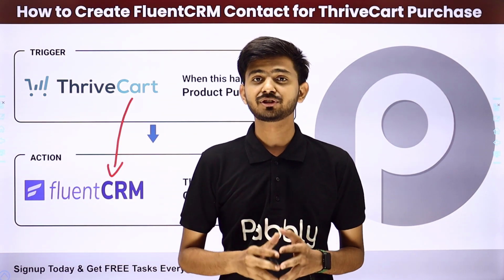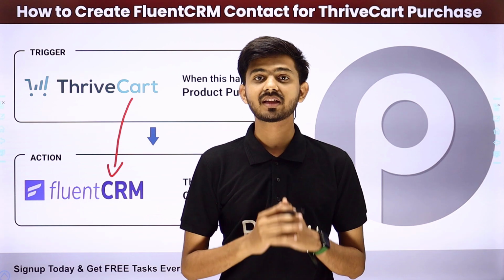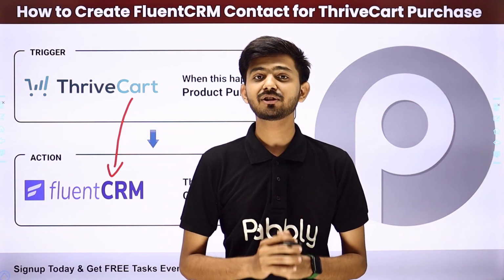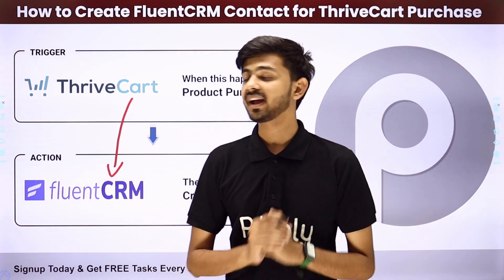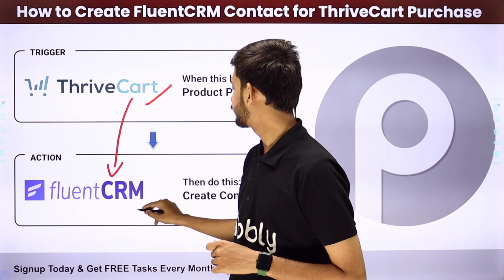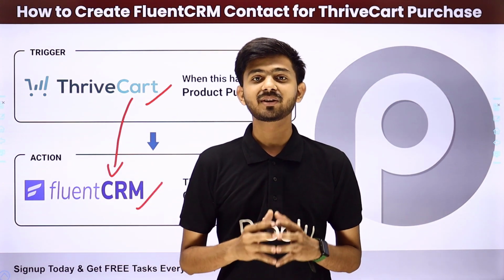For creating this integration, we are going to use Pabbly Connect, which is an amazing software for automation and integration. In Pabbly Connect, we are going to use Trigger and Action. In the Trigger application, we are going to use ThriveCart. In the Action application, we are going to use Fluent CRM. So how am I going to create this integration?